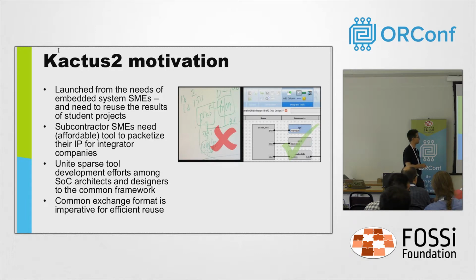So from that, we started the Kactus2 project, and we wanted to unite whatever the tooling efforts were among the smaller companies, and we wanted to make it open source, so it's available for everyone. And to make this work, we needed to find a common format that could be used for IP exchange.